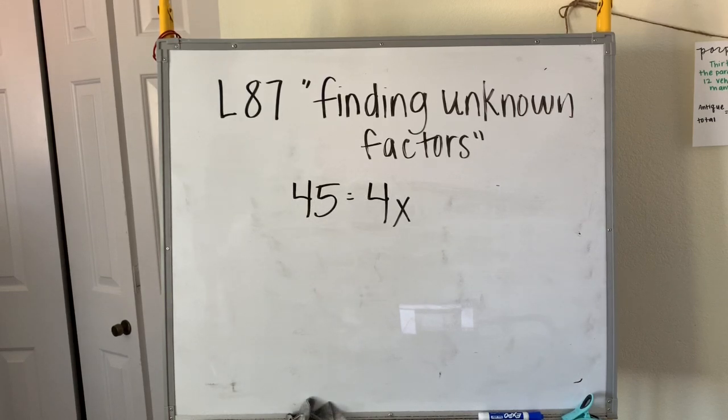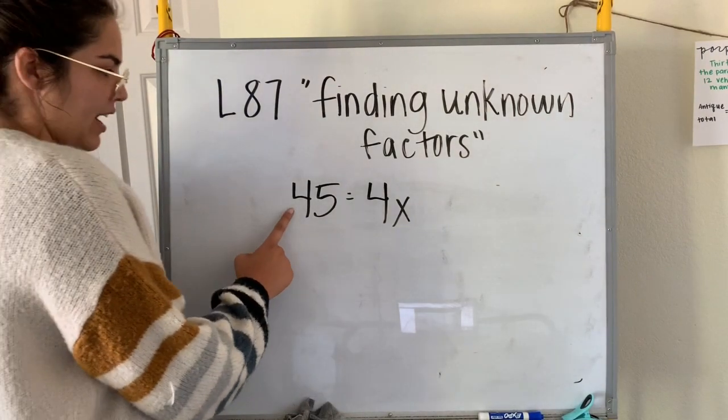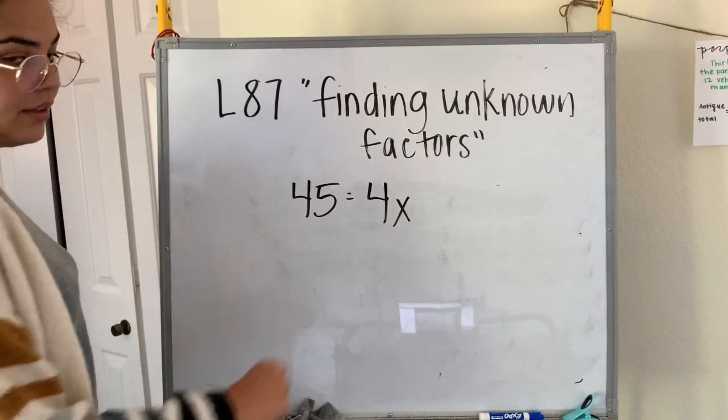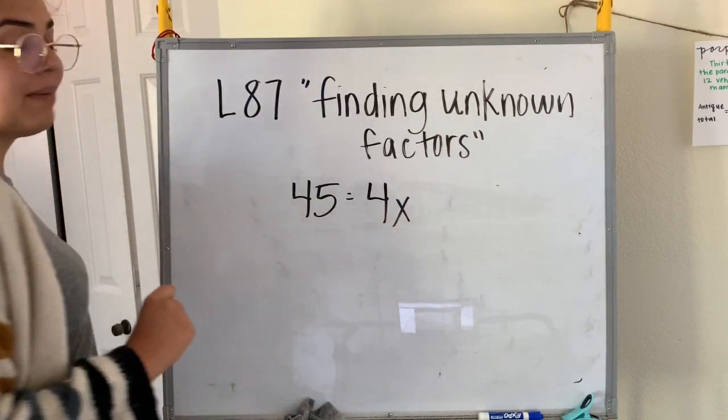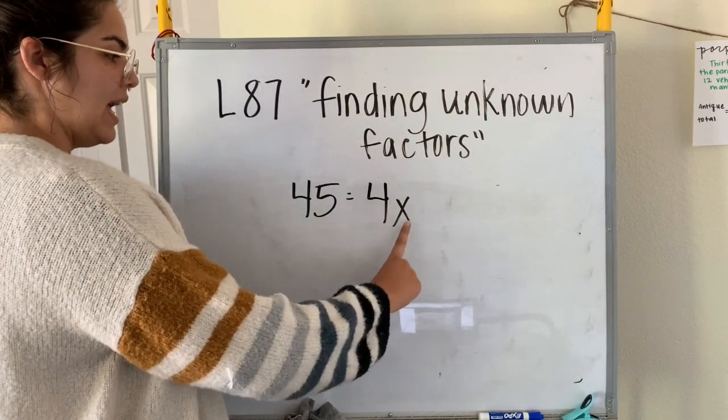I want you to write this down and first label it. What's the product? What's the variable? What are the factors? You got 15 seconds. Go. All right, my product is 45. My variable is x. And my factors are 4 and x.